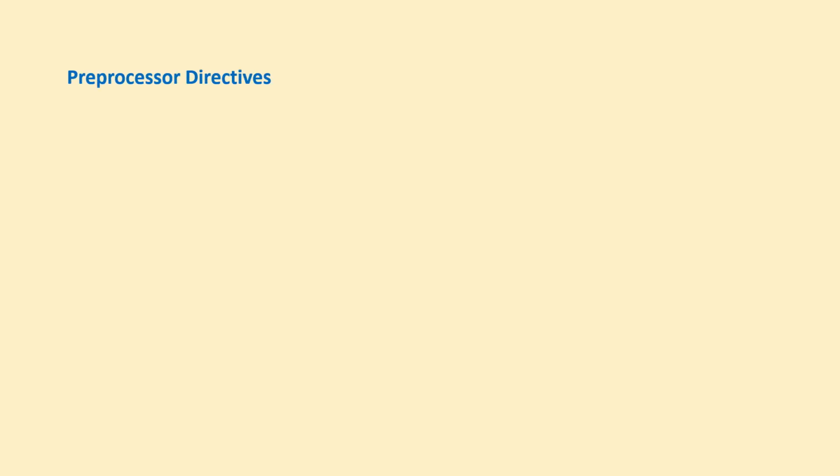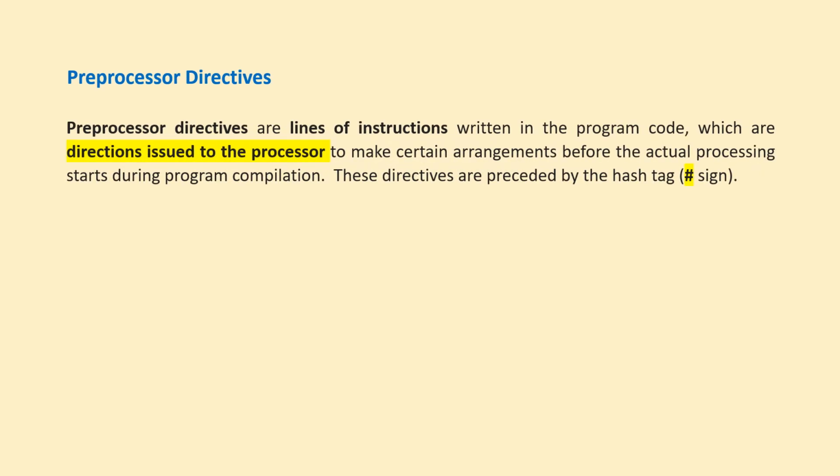What are preprocessor directives? Preprocessor directives are lines of instructions written in the program code, which are directions issued to the processor to make certain arrangements before the actual processing starts during program compilation. These directives are preceded by the hash sign.